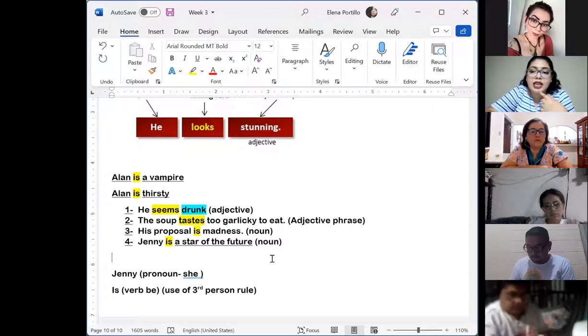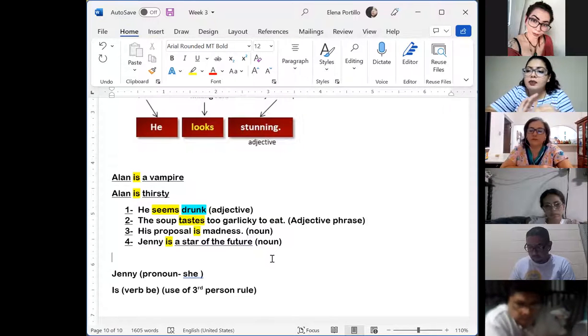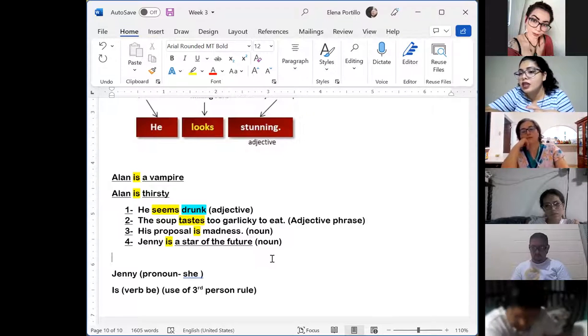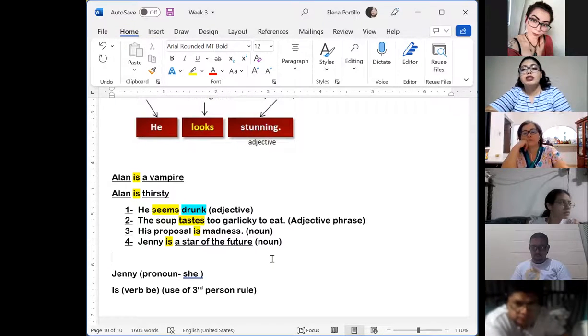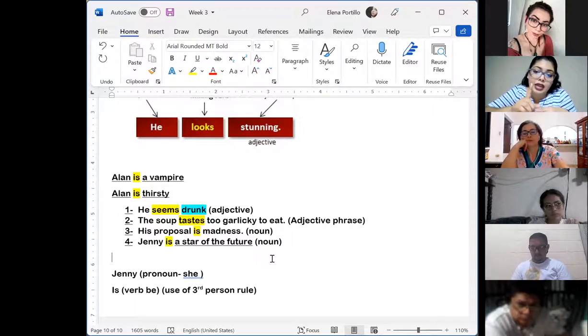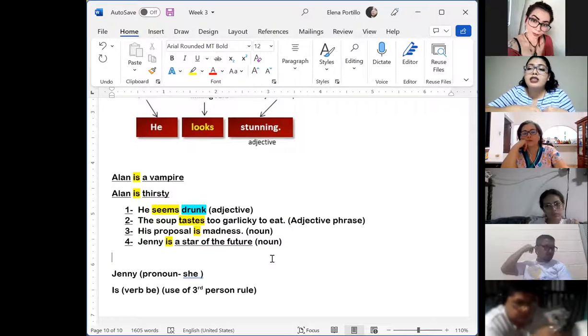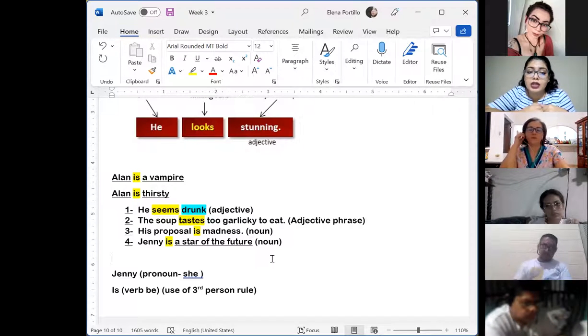Y aquí dice que funciona como un adjetivo cuando describe al sujeto, o puede ser un nombre cuando lo estamos reidentificando. In this case, Jenny is a person, es una mujer, es una chica. Y también la reidentificamos como una estrella del futuro. No puede ser un adjetivo porque ella no puede ser una estrella como adjetivo, sino que estamos hablando de que puede ser alguien famoso. In that case, si decimos que ella es famosa, tendría que ser un adjetivo.